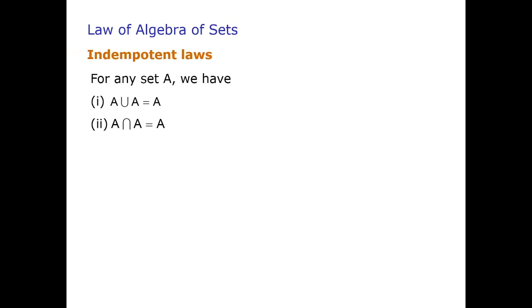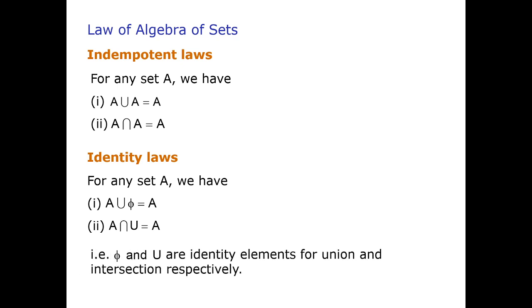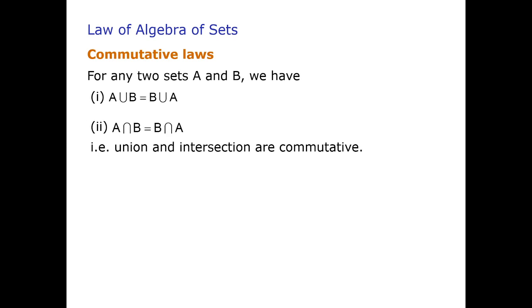Idempotent laws, that is A union A is A and A intersection A is A. Identity law, A union phi is A, and A intersection universal set is A. Phi and U are identity elements for union and intersection respectively. Commutative laws, A union B is B union A, and A intersection B is B intersection A.